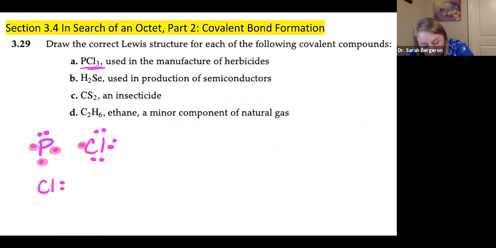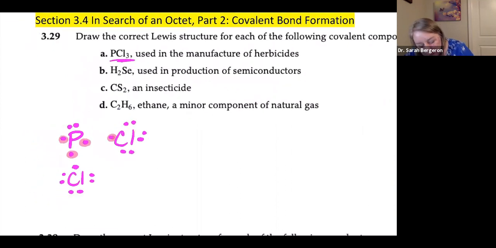So I need 1, 2, 3. Okay, and then I'm going to draw myself another chlorine. Okay, and so here are my electrons that are available for bonding. So whenever you have a pair that's going to bond, here's a pair that's going to bond. We're going to connect them and turn them into a line. Here's another one that's going to bond, and here's another one that's going to bond. So we have 3 single bonds, right? So that's our structure for PCl3.